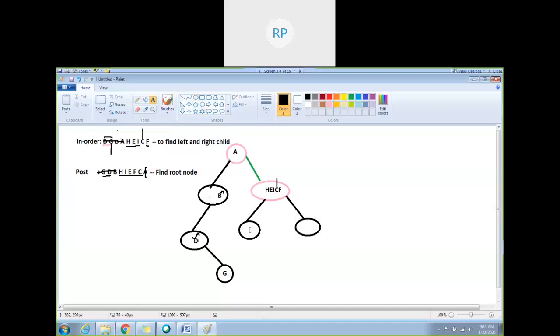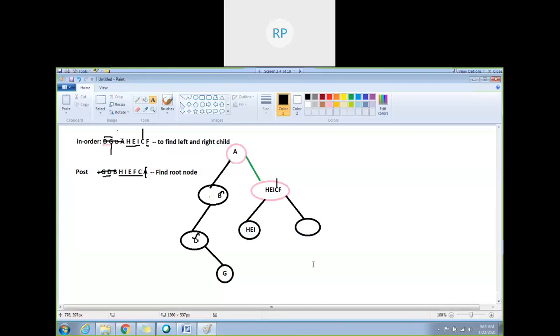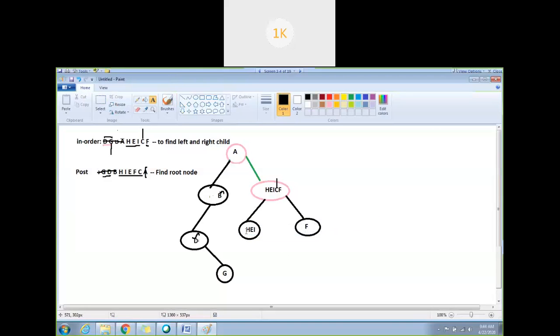Tell me, what is the left side? H, E, I, ma'am. H, E, I. And the right side? F. Okay. Then again from these three nodes, H, E, I, E will be the root node.